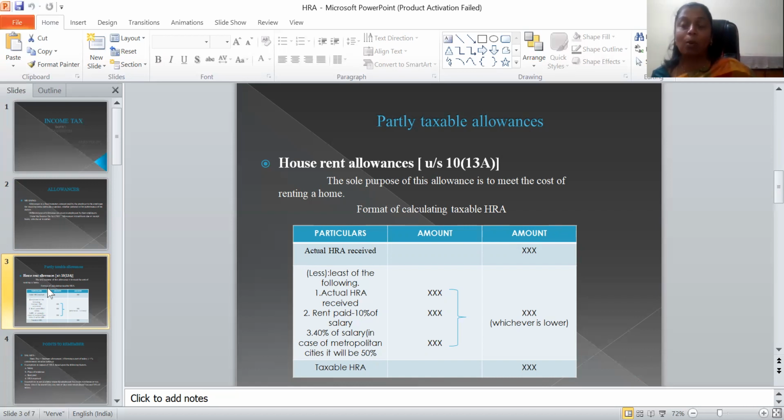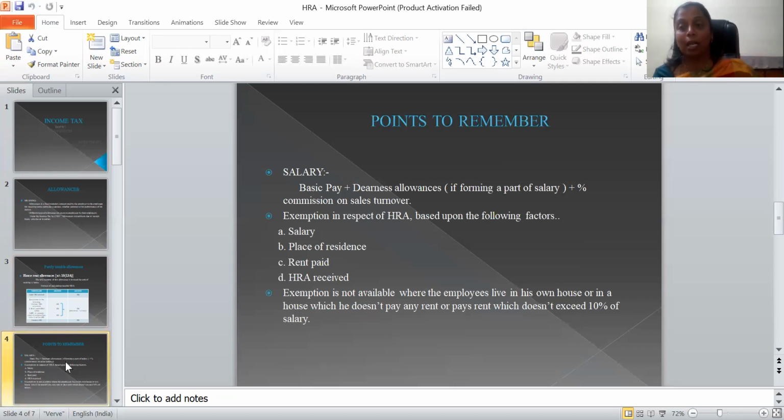So there are 4 metropolitan cities in India, that is Chennai, Mumbai, Kolkata, as well as Delhi. So if an individual is staying in a rented house in these 4 metropolitan cities, then 50% of the salary will be taken. Out of all these 3, whichever is the lowest amount will be considered for exemption and the remaining balance will be taxable. So when we compute this particular HRA, we have to remember certain things.